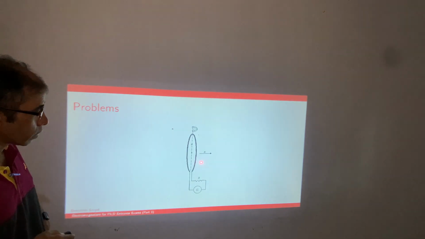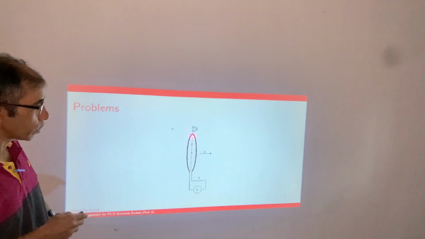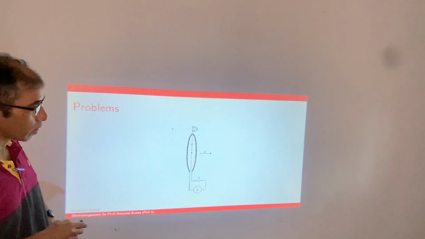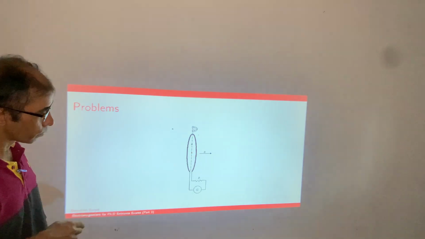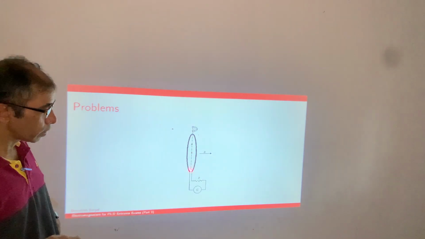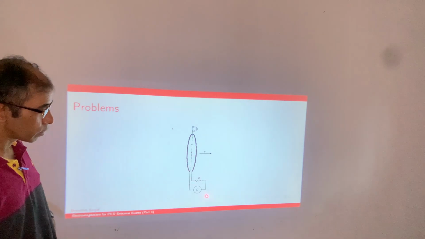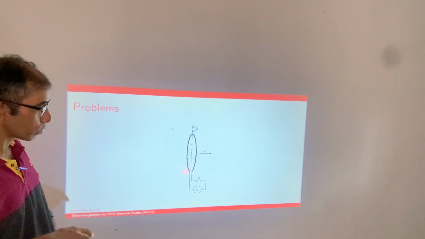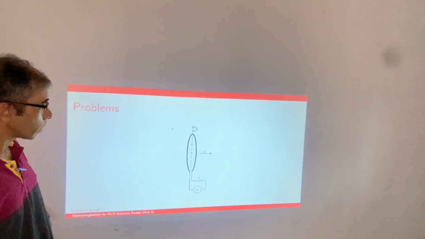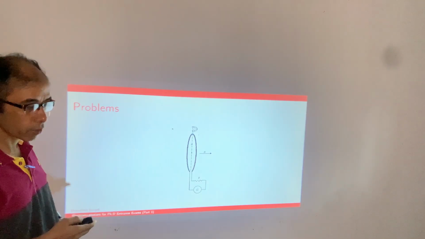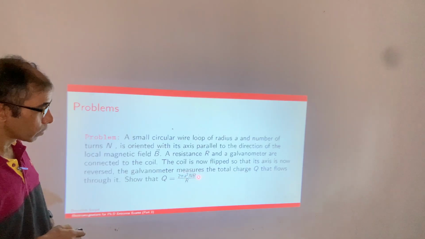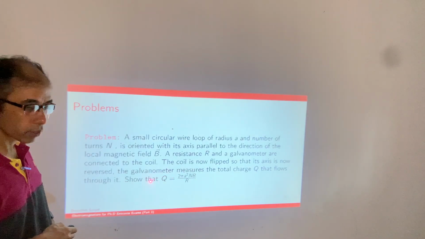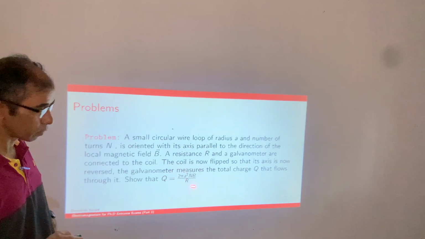So this is the figure. So this is, say, the initial configuration, and after that suddenly it is turned by 180 degrees. And when it is turned by 180 degrees, current or charge flows through this coil. And they have given that the charge is Q. So we have to find out that the amount of charge that has flown through the circuit is this much.